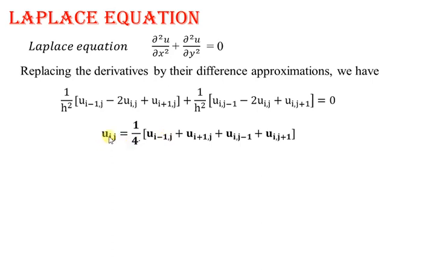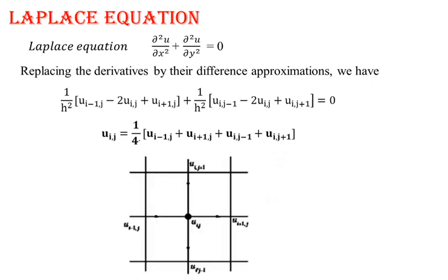So this is the first point, second, third, fourth and fifth, 5 points are there. If we consider this rectangular mesh given, we can observe that to calculate this u i comma j value, we require the previous value in x direction, u i minus 1 comma j, the next value u i plus 1 comma j, the upward value in y direction as u i comma j plus 1, and the downward value u i comma j minus 1.